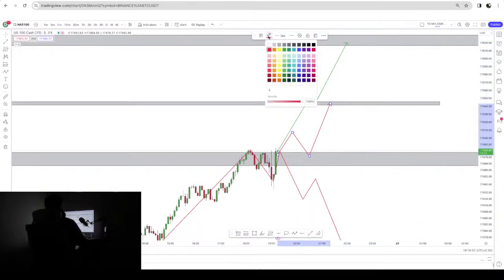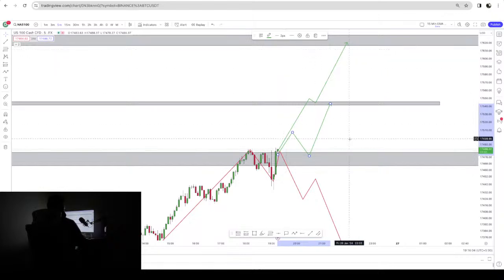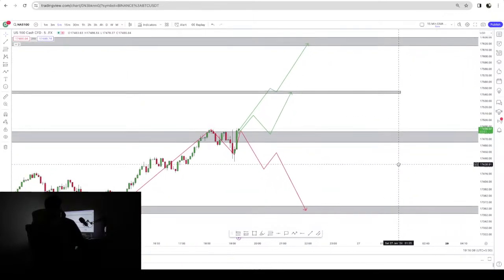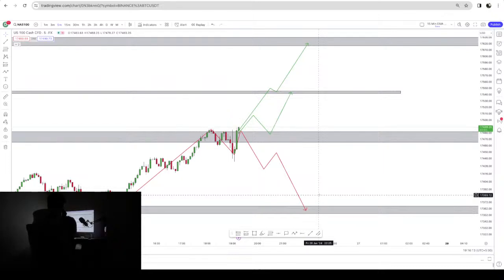So all those bullish ideas I am making green, and bearish I am covering red. So we have made the analysis. It just took us a few minutes to make the analysis. Now our work is to just wait patiently for the perfect entry. That's it.